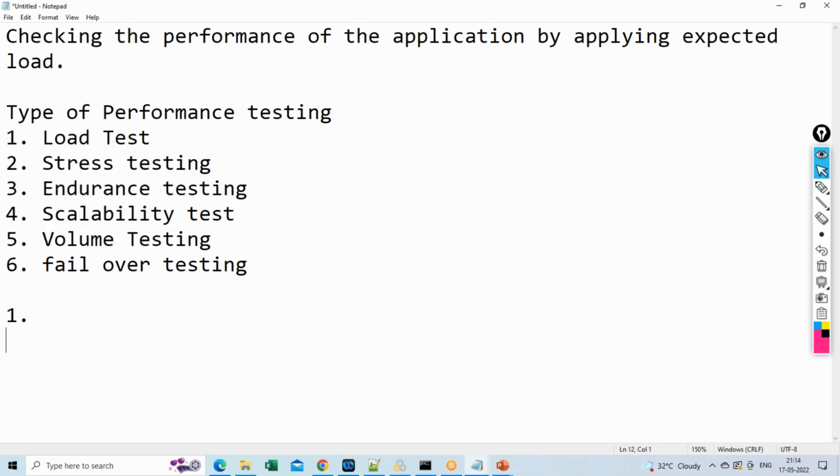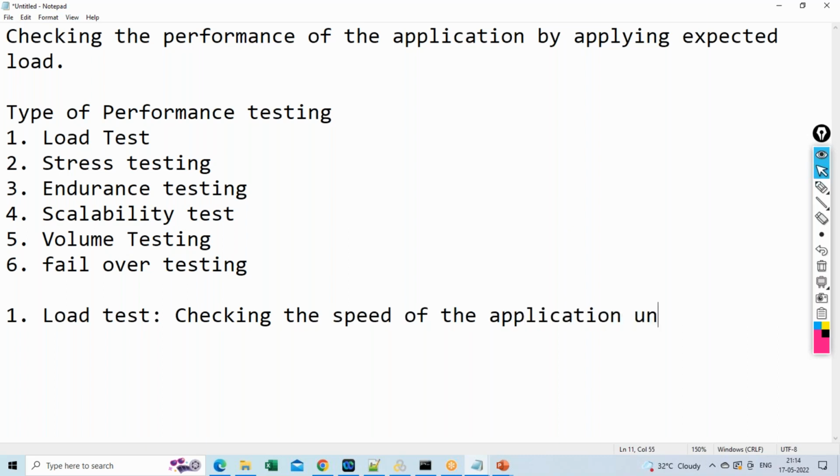So the first one, the very basic one, or the first type of performance test we do is a load test. Without this load test, we will not perform remaining tests. Okay, it is that important. So what do you mean by load test? Checking the speed of the application under expected load. So the term speed will relate to this type of test, load test. So load test means checking the speed of the application under expected load.